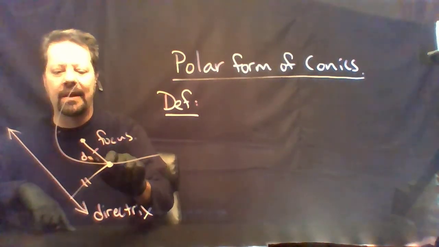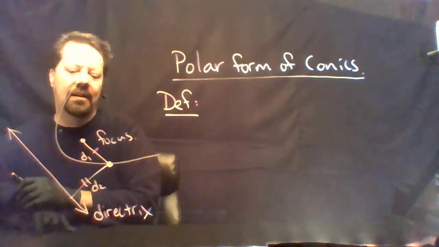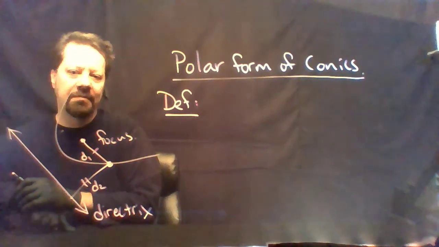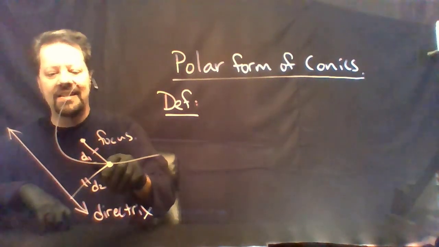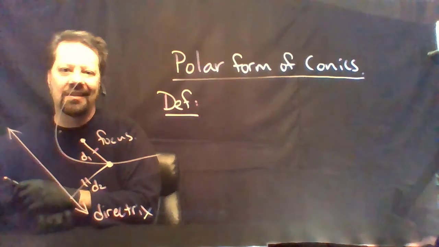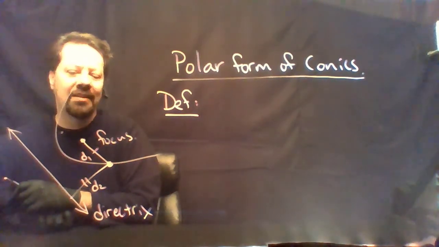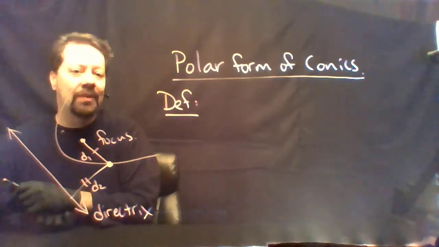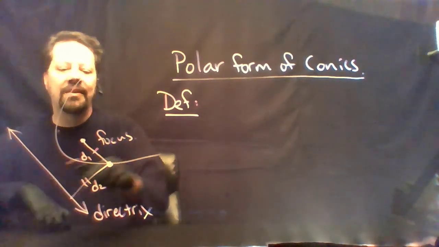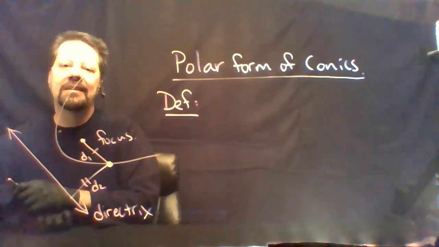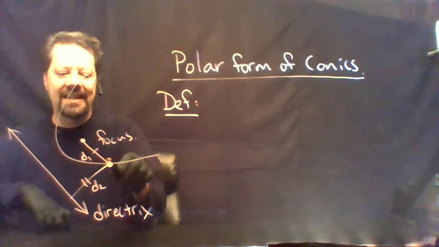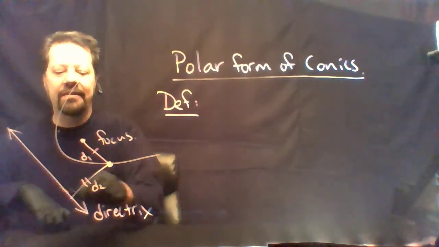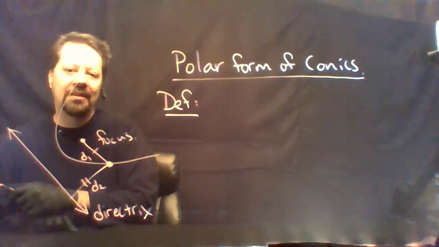These two distances, d1 and d2, are not necessarily going to be equal. In fact, they are assumed to have a constant ratio, and that constant ratio will end up being the eccentricity. So if d1 is smaller than d2, you end up with an ellipse. If it's equal, you end up with a parabola, go figure. And if it's greater than 1, then you end up with a hyperbola.